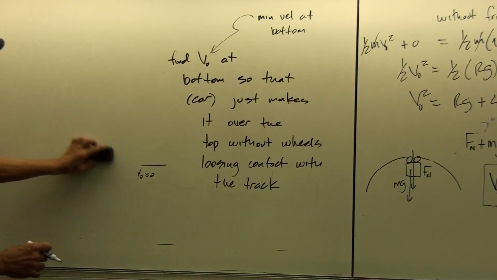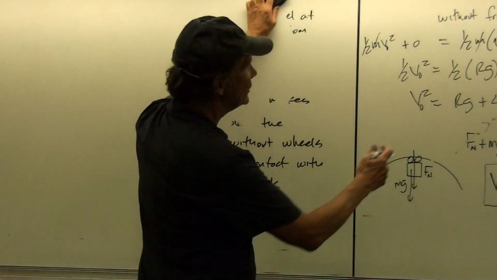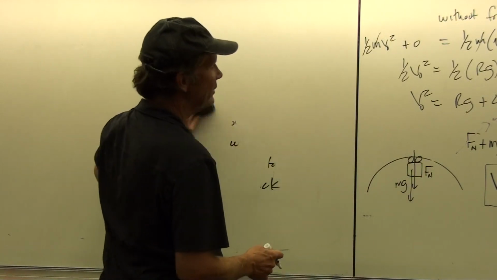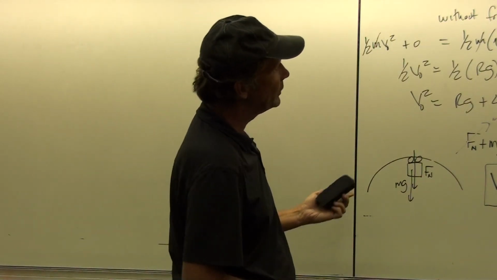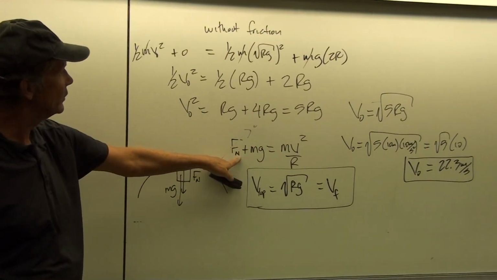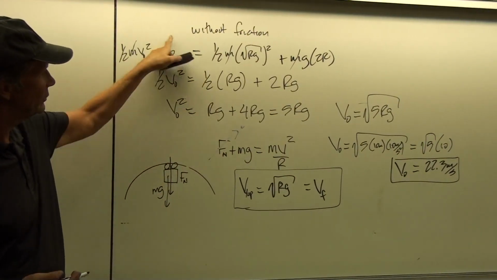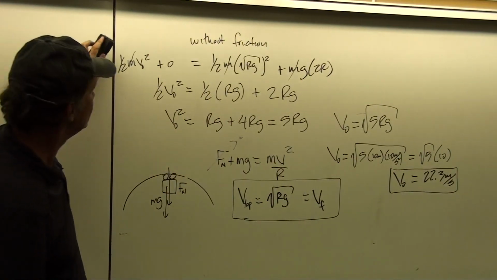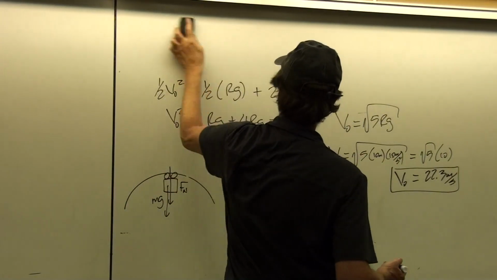In the second one, notice here that what we did is we just took the energy equation and the centripetal force equation, and we combined them. We took the centripetal force equation, the energy equation, and we put them together. And so I'm going to do that again in this next example.